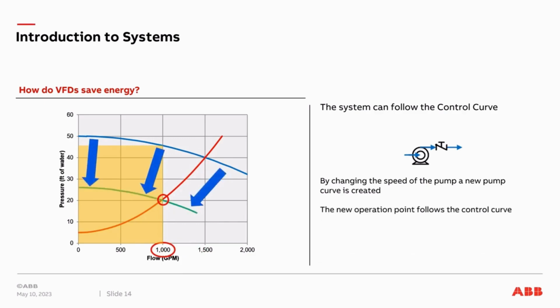By creating a new pump curve by slowing the pump down, shown in green, we reduce the total amount of energy tremendously. The new pump curve meets the control curve at 20 pounds of pressure instead of 40. The energy required is much less than running the pump at full speed, saving you energy.